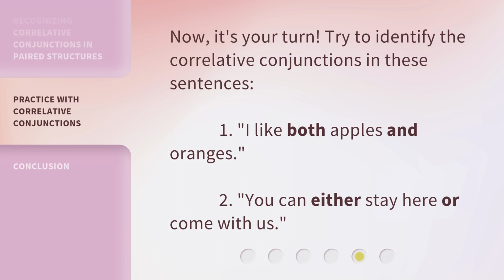Now, it's your turn. Try to identify the correlative conjunctions in these sentences. 1. I like both apples and oranges. 2. You can either stay here or come with us.